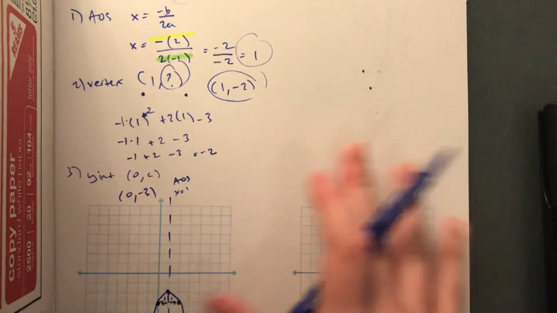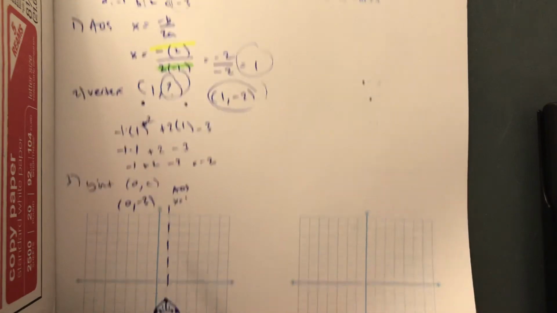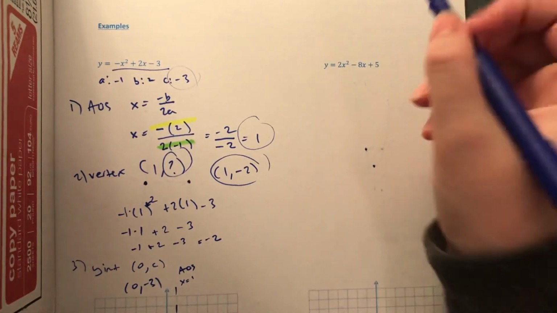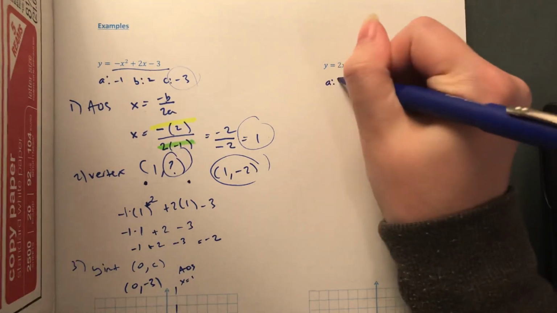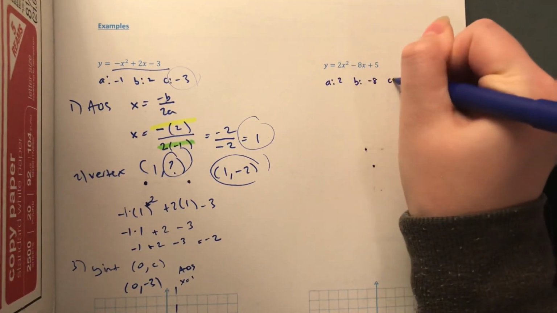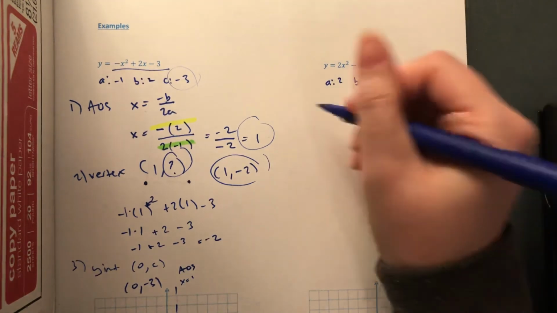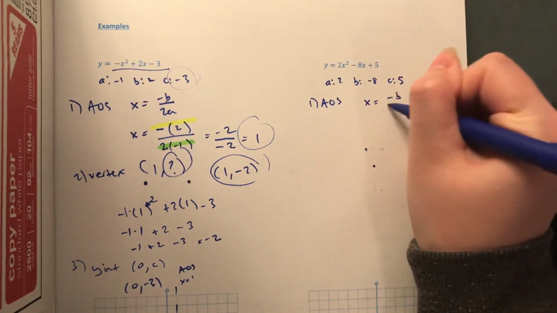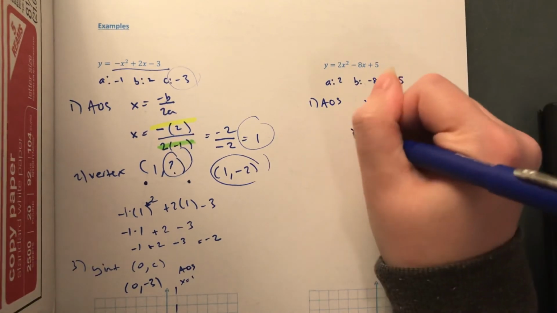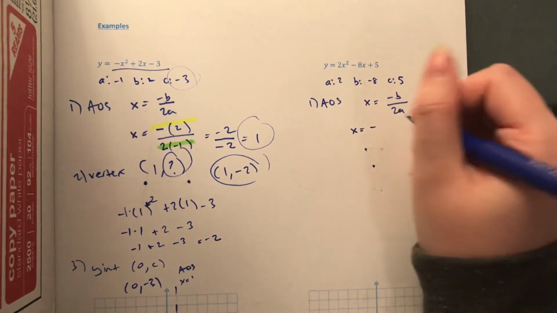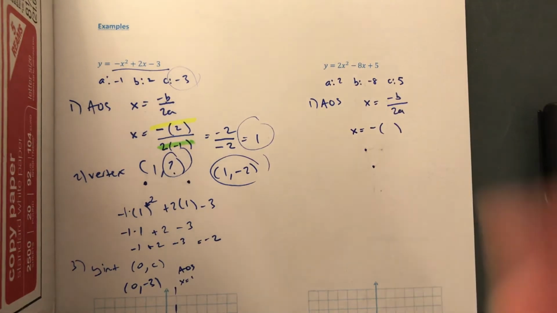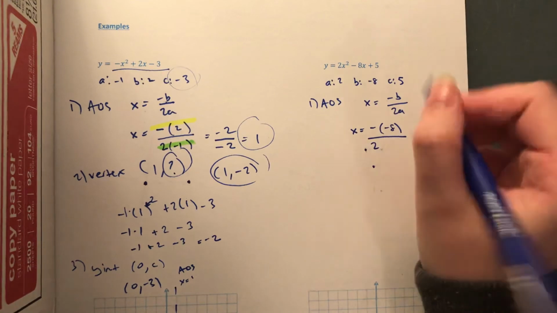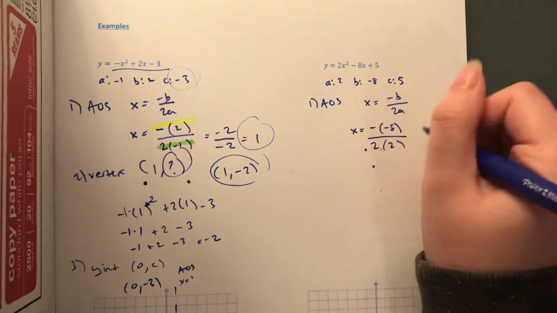All right, the last example. So remember, first step, label A, B, and C. A is 2, B is negative 8, C is 5. So step 1, you do your axis of symmetry. X equals negative B over 2A. So X equals, so write the negative down, that's part of the formula. Put some parentheses for B. B, plug in negative 8. Over 2, write down the 2, it's part of the formula. Parentheses for A is 2.